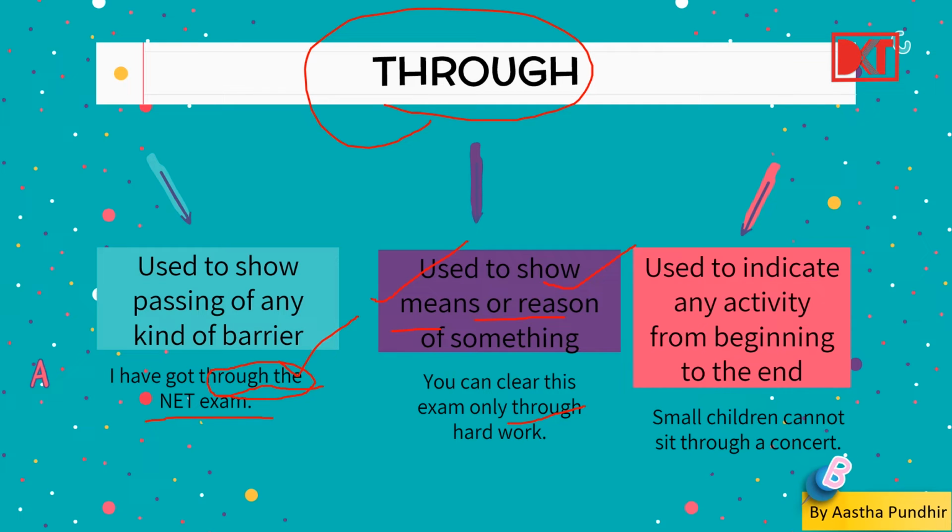Next, used to indicate any activity from beginning to the end. शुरू से end तक जैसे. Small children cannot sit through a concert. Through मतलब शुरू से end तक छोटे बच्चे concert में नहीं बैठ सकते. Alright?